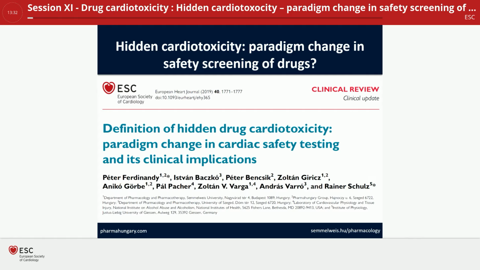So basically I would like to show you this recent paper that we published with Rainer Schulz's group recently in the European Heart Journal. What is the definition of this hidden cardiotoxicity? But before that, I will give you a very brief introduction of drug cardiotoxicity and why is it still important and why do many groups still work on it. And there is also a LEDUC grant and a couple of MRC grants running on cardiotoxicity in Europe now.